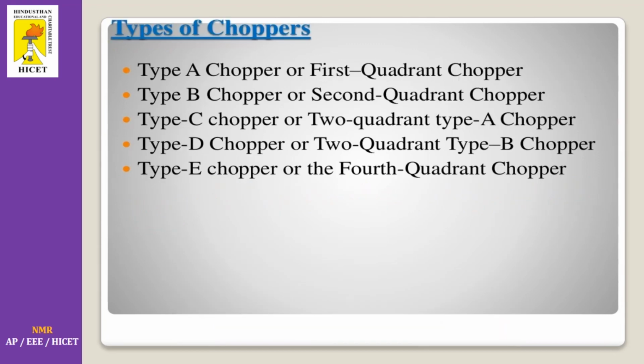Types of chopper. According to the quadrant of operation and the output voltage V0 and the current I0, the choppers are broadly classified into 5 different topologies, that is Type A, Type B, Type C, Type D and Type E choppers. The other name for Type A is first quadrant chopper, Type B is second quadrant chopper, Type C is two quadrant chopper, Type D is two quadrant Type B chopper, and the Type E chopper is also called as fourth quadrant chopper.